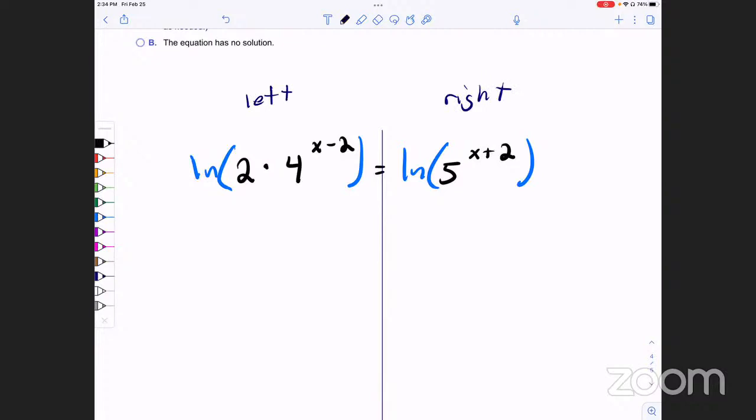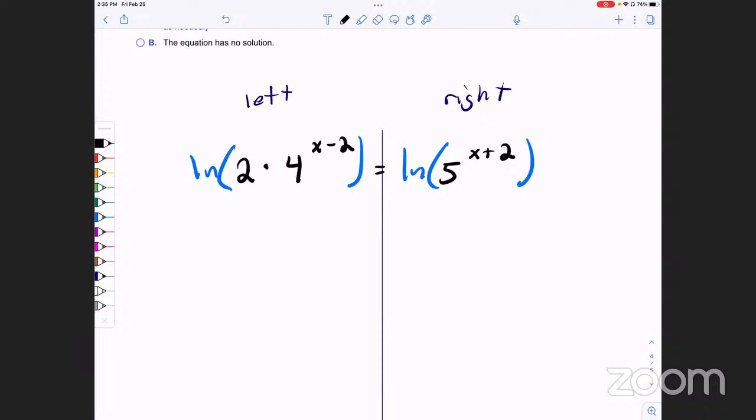When we apply the natural log, like you see in blue, we have a product rule. The log of a product is the same as the sum of the logs. If that multiplication were addition or subtraction, there is no addition rule, there is no subtraction rule, right? So we could not have done this. If this was 2 plus 4 to the power of x minus 2, we would not be able to do this technique. But because we do have a product, we're able to do this.